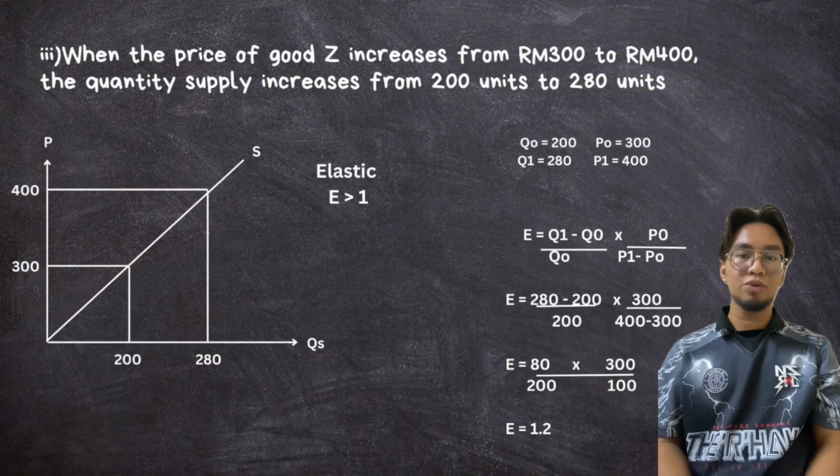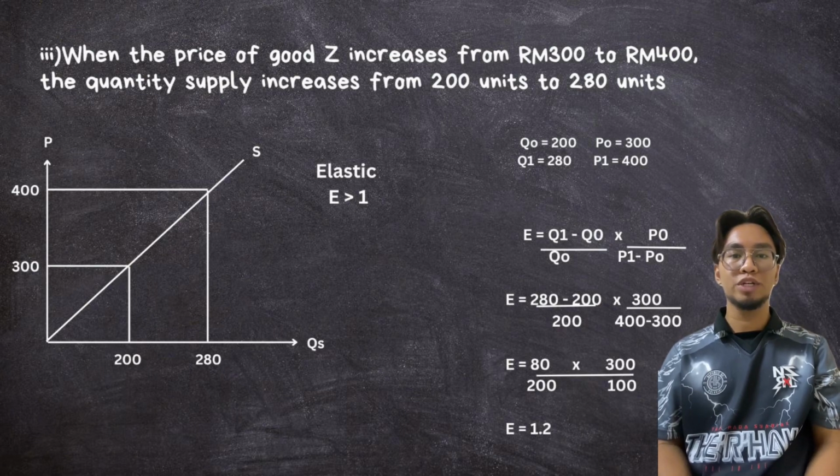For question 3, we got elastic supply, where E is greater than 1, which refers to a situation in economy where the quantity supplied of a particular good or service is highly responsive to change in its price. In other words, when E is greater than 1, a small percentage change in price leads to a proportionally larger percentage change in the quantity supplied. Here's an explanation of why this occurs.